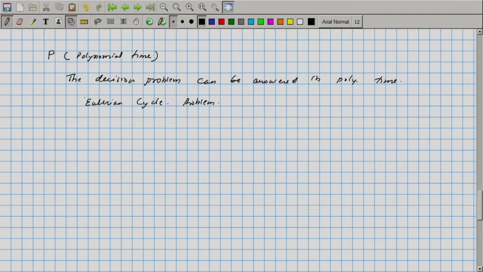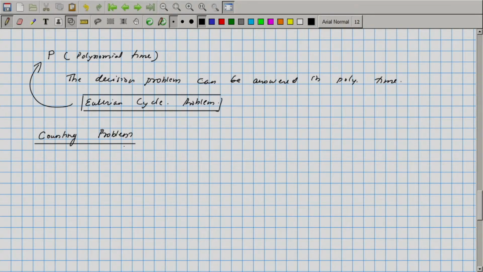Therefore, we will say that this problem, the Eulerian cycle problem, belongs to the class called P, or polynomial time. Now, we could ask, associated with each decision problem, we could also construct a related counting problem. How many Eulerian cycles are present in this particular graph? That is a more complicated question.